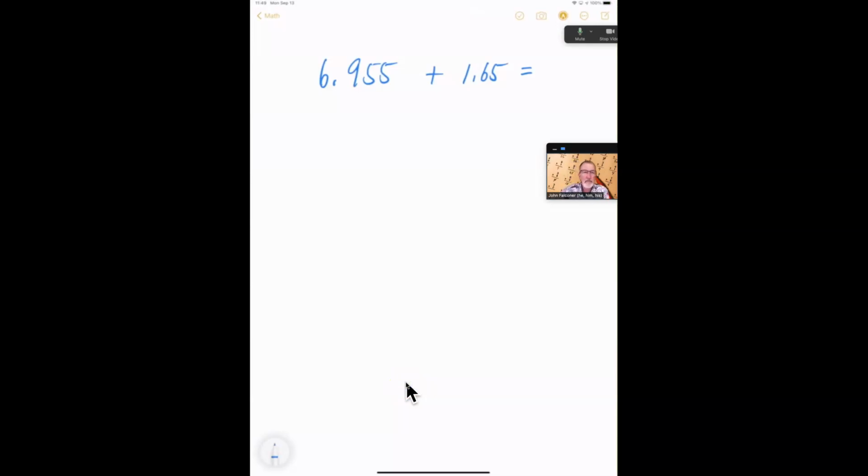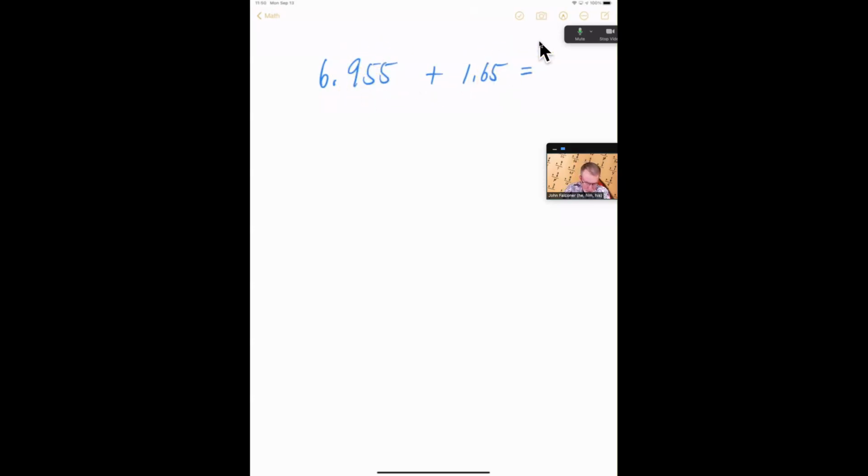Okay, 6.955, or 6 and 955 thousandths, plus 1 and 65 hundredths. So the important thing to remember when you're adding or subtracting anything in math, whenever you add or subtract, the numbers need to have similar units. So when you've got decimals, that means lining up the decimal columns. So we have the ones column here. We're going to have to line that up with the ones column over here, and the tenths column with the tenths column, and the hundredths column with the hundredths column.